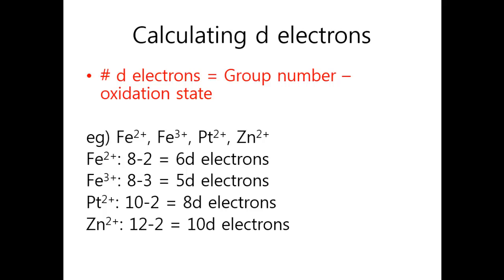So I listed some examples. Calculating d electrons of iron 2+, predicting whether a reaction is homogeneous or not. Finally, using their oxidation state of 2, iron is in group 8. So the d electron count should be 8 minus 2.